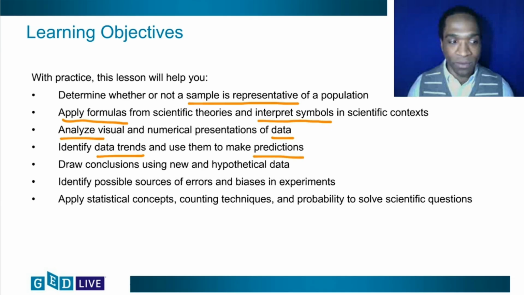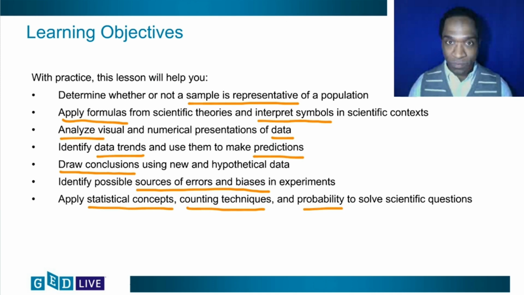That's something to think about. Drawing conclusions comes from that as well. And of course, that's still based on data. And then the final two bullet points, things we're going to focus on, are sources of errors and biases. Wonder what that means. And then, of course, the stat concepts, the counting techniques, and probability. So, this is a lot of material to cover, but being able to handle this kind of material is going to give you the confidence you need to succeed on the GED Science test.